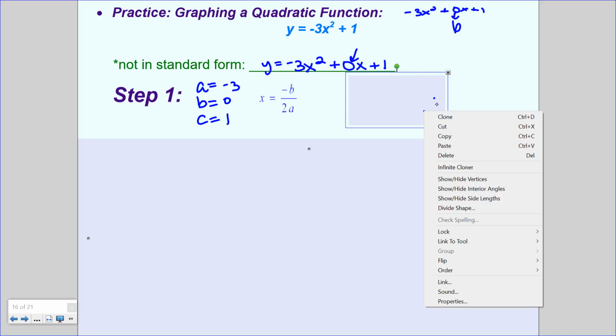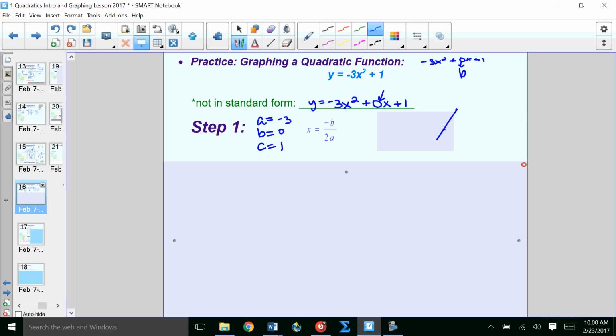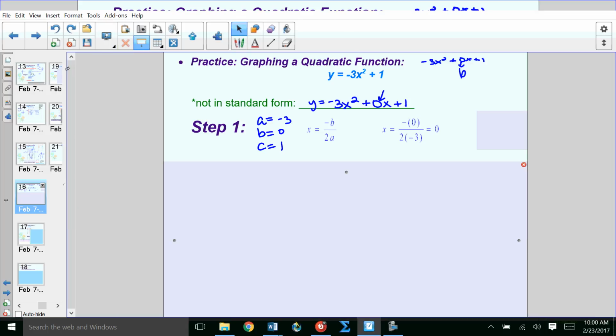And let me see if I can move this out of the way. Okay, sorry about that.